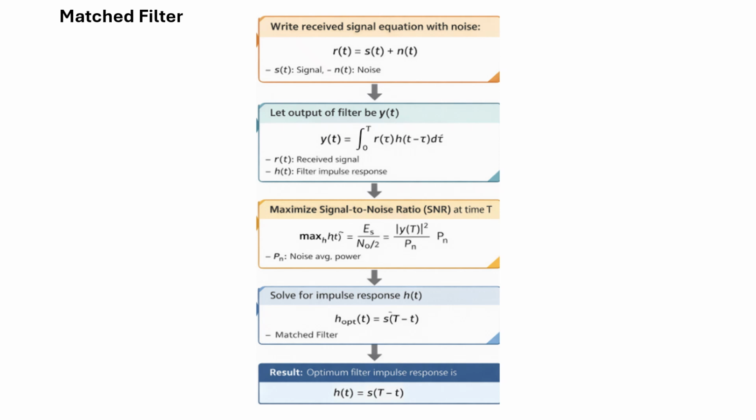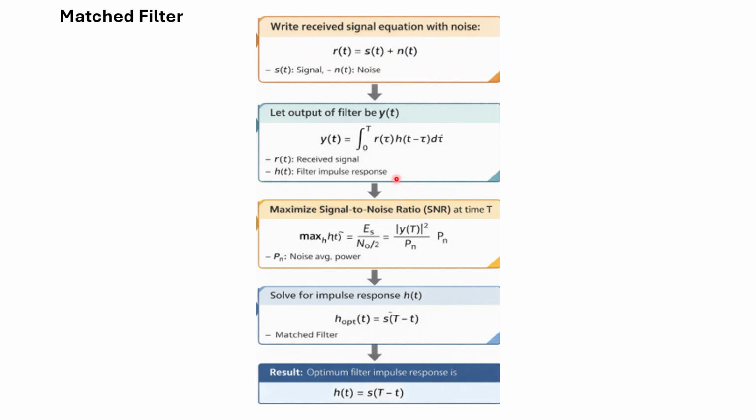Now the question is, how will we find this matched filter? The matched filter transfer function is our objective to find. Once we find the transfer function, we multiply it with the input and of course we get the output. So first we can write the received signal r(t), that is s(t) plus n(t). This will be our received signal, because s(t) is your transmitted signal and n(t) is your noise signal.